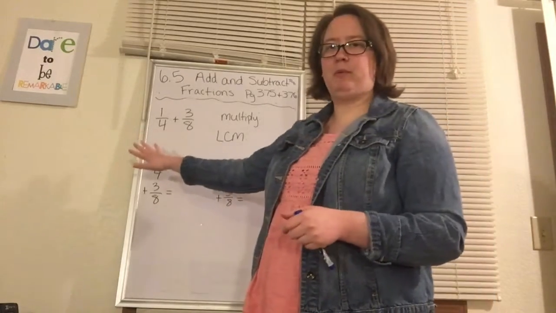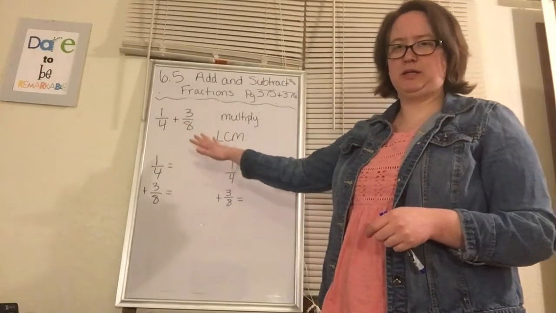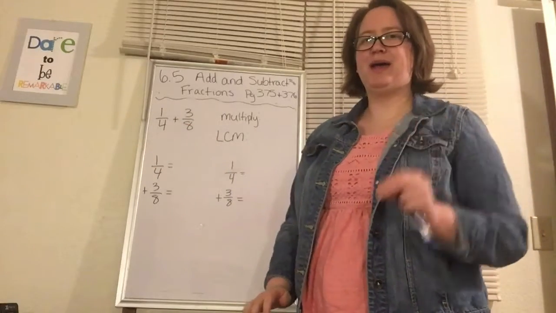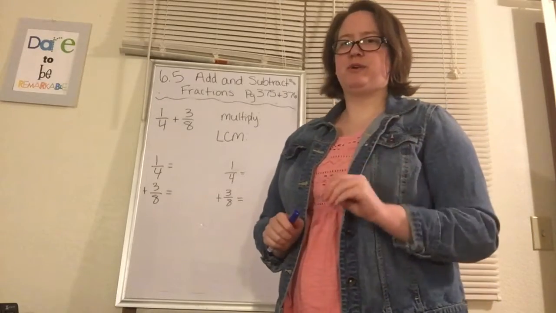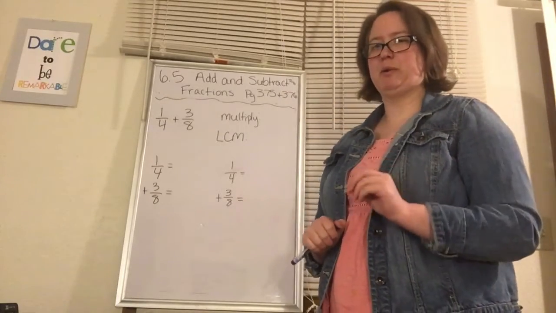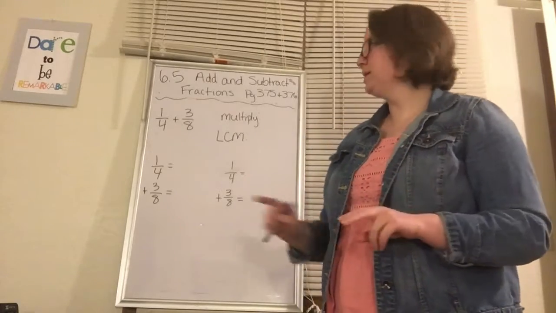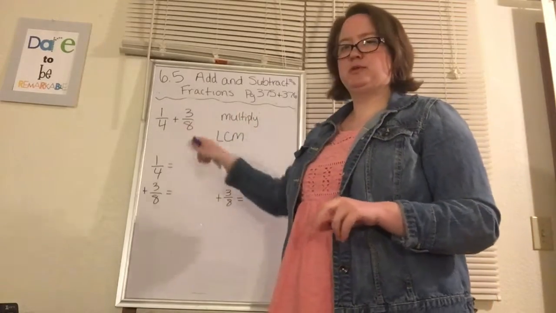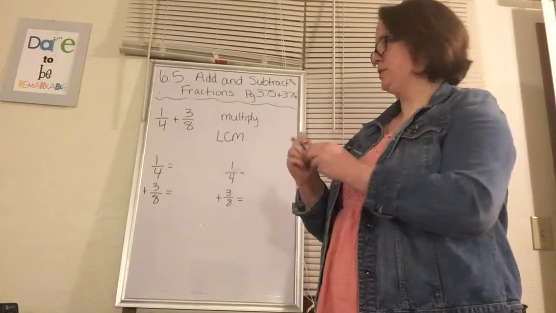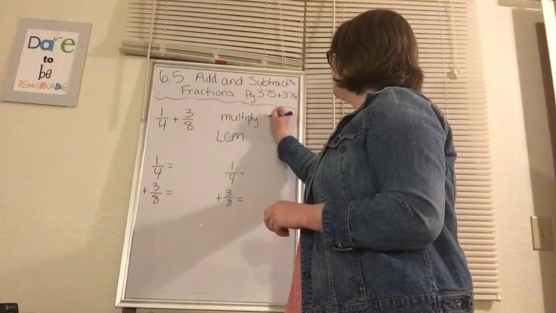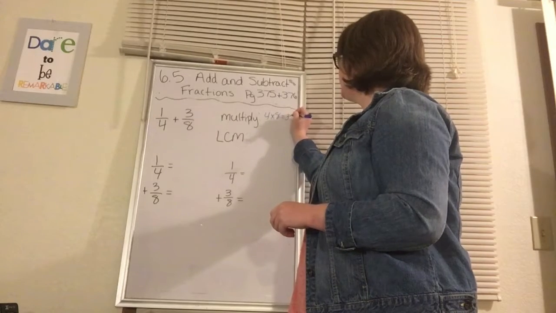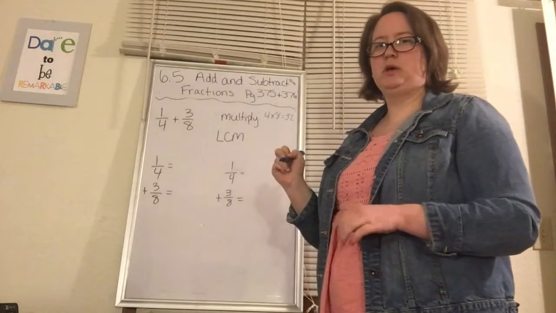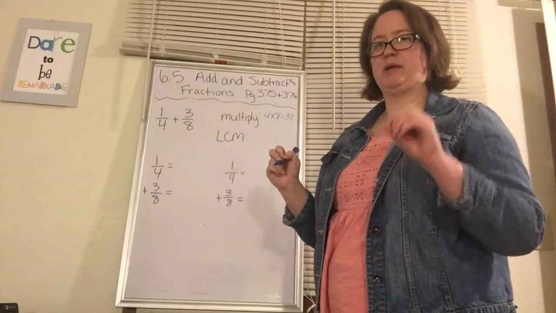We're going to start with the problem 1/4 plus 3/8. Our first step, every time, whether we're adding or subtracting, is to find the common denominator. And remember, we have two different ways we can do this. One way is by multiplying the two denominators together. So in this case, we would do 4 times 8 and get 32. So that's one choice of a common denominator.